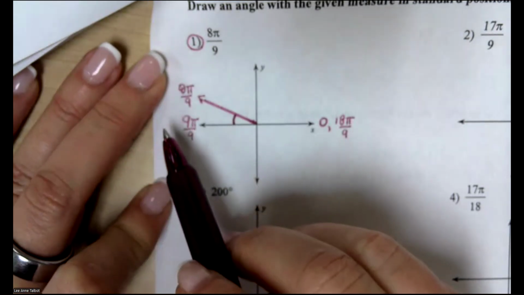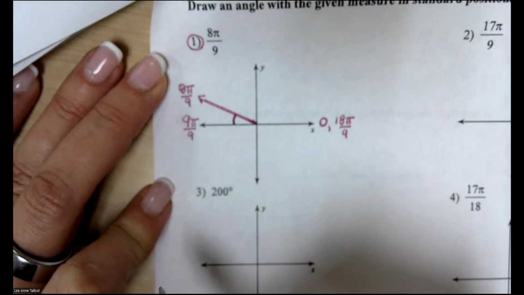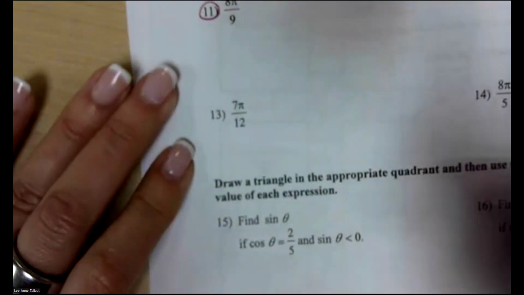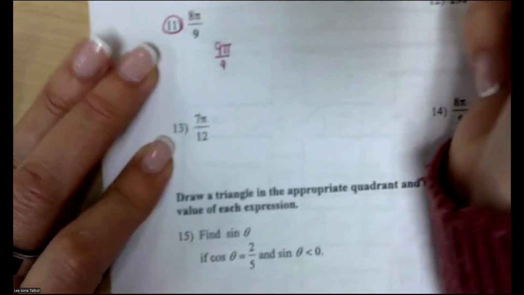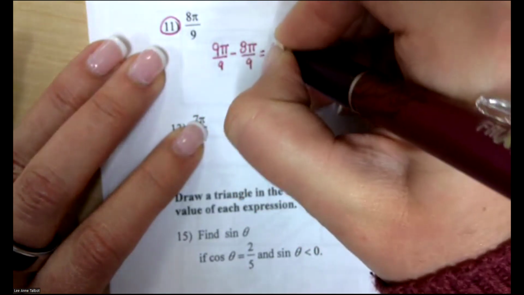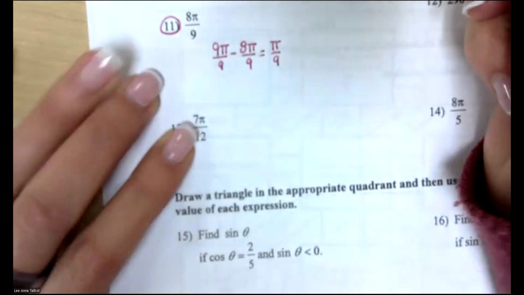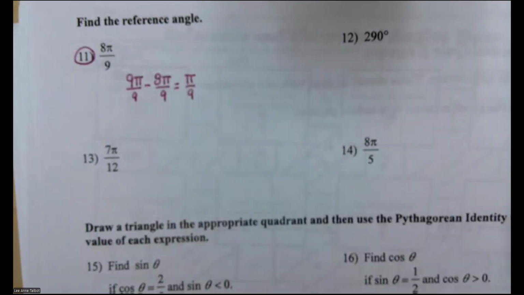Okay, what's the difference between 9 pi over 9 and 8 pi over 9? 1 pi over 9, right? Okay, so what kind of work am I going to show back in this problem? I'm going to go 9 pi over 9 minus 8 pi over 9 equals 1 pi over 9. For these other guys, you might have to make a sketch.